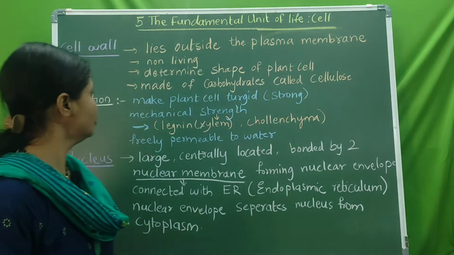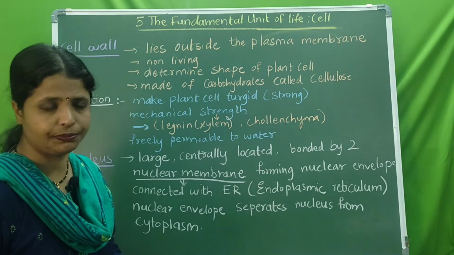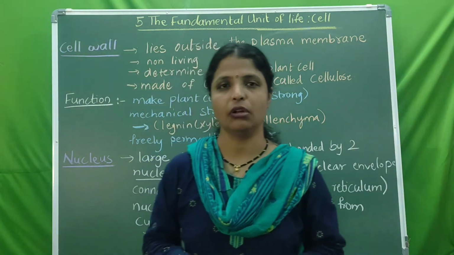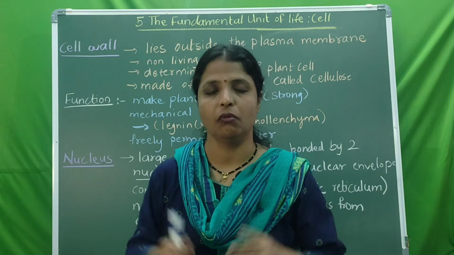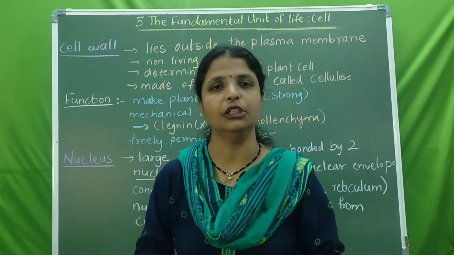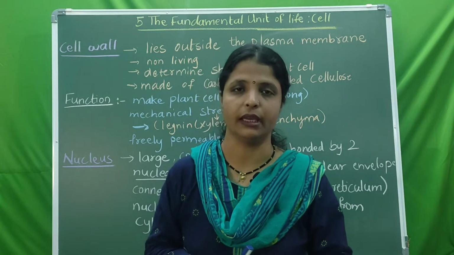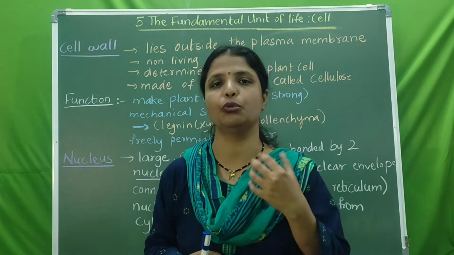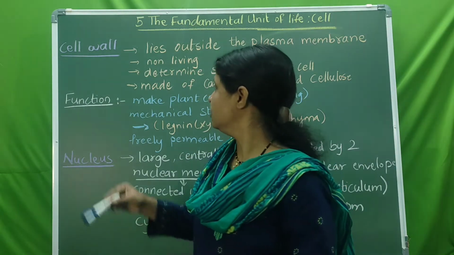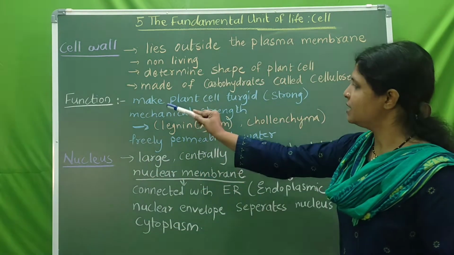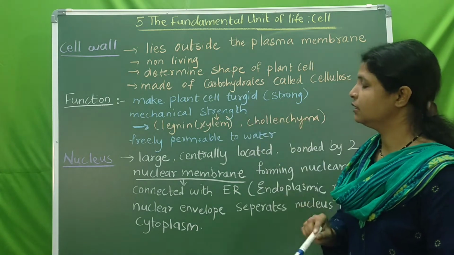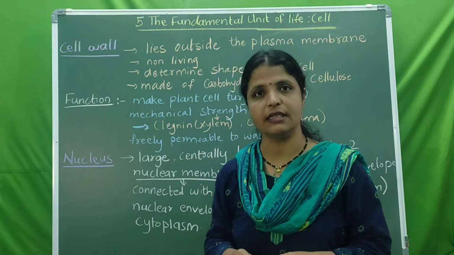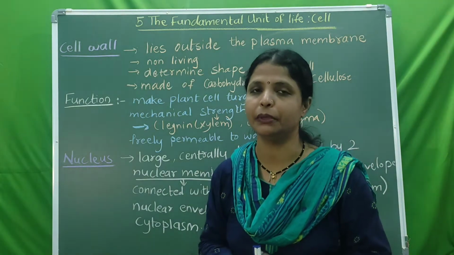Okay, let's see now the function of the cell wall. In the beginning I also told you that the cell wall allows some material to move in and out. As it is permeable, it can allow some materials to move in and out. It makes the plant cell turgid. What is the meaning of turgid here? Turgid means it gives strength to the plants.